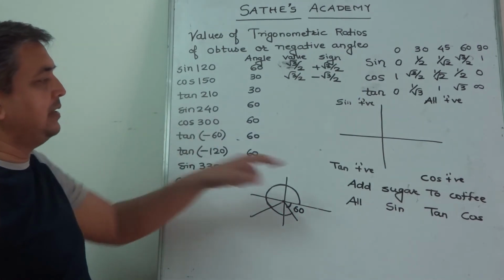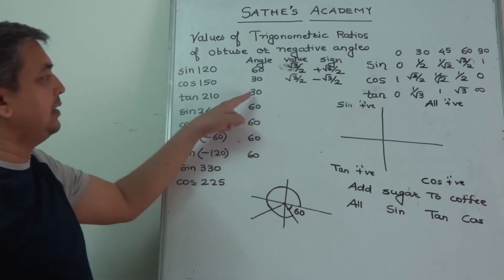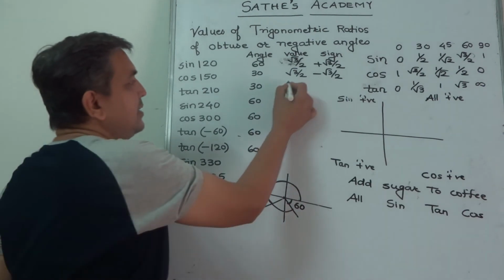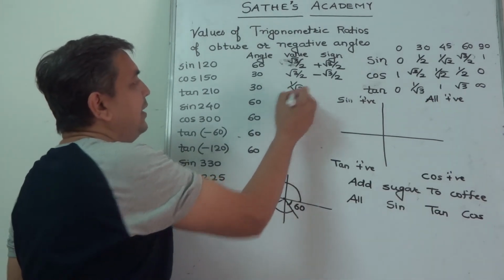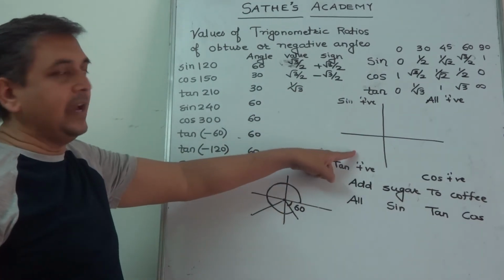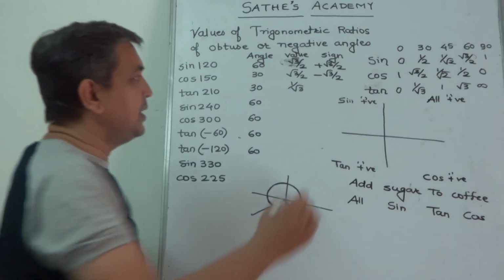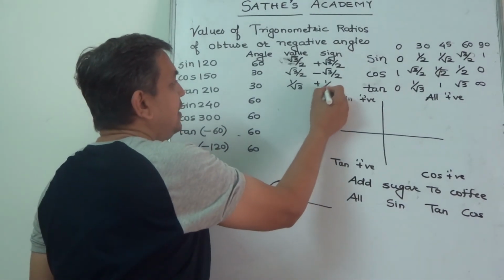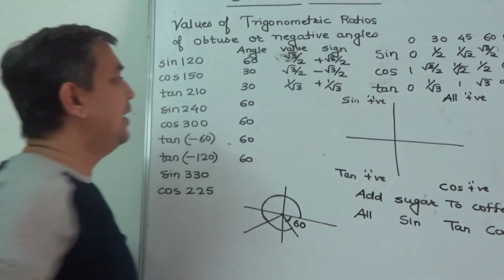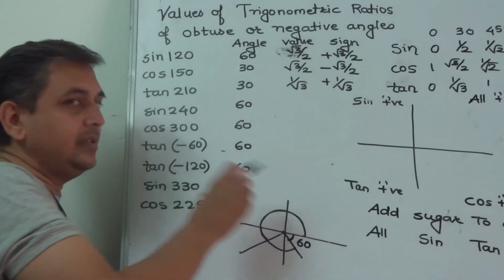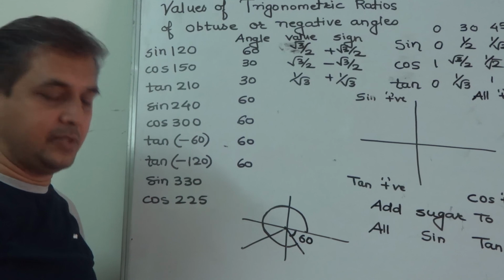210 degrees. This is in the third quadrant. 30 degrees. Tan 30 is 1 by root 3. In the third quadrant, tan is positive, all other ratios are negative, so it is plus 1 by root 3. And I think in the same fashion you can solve all these sums.